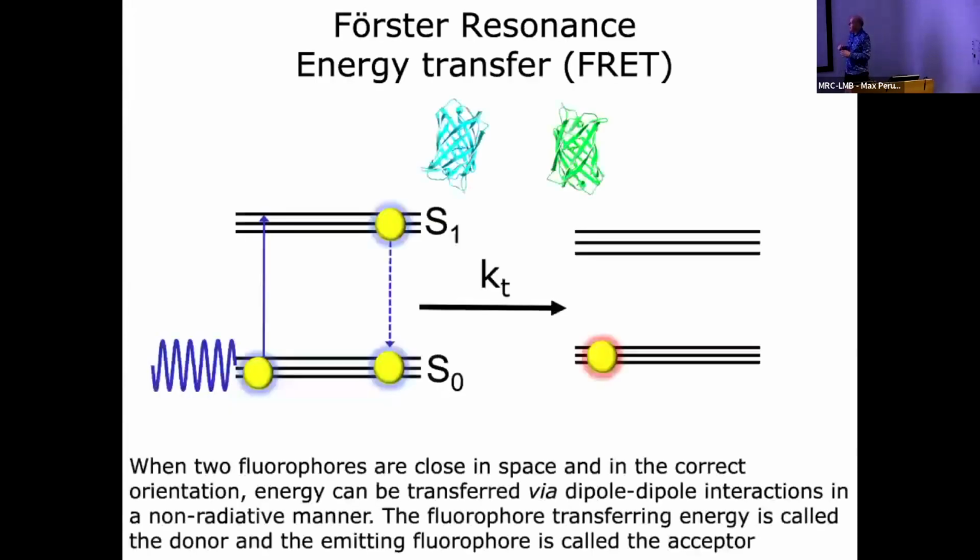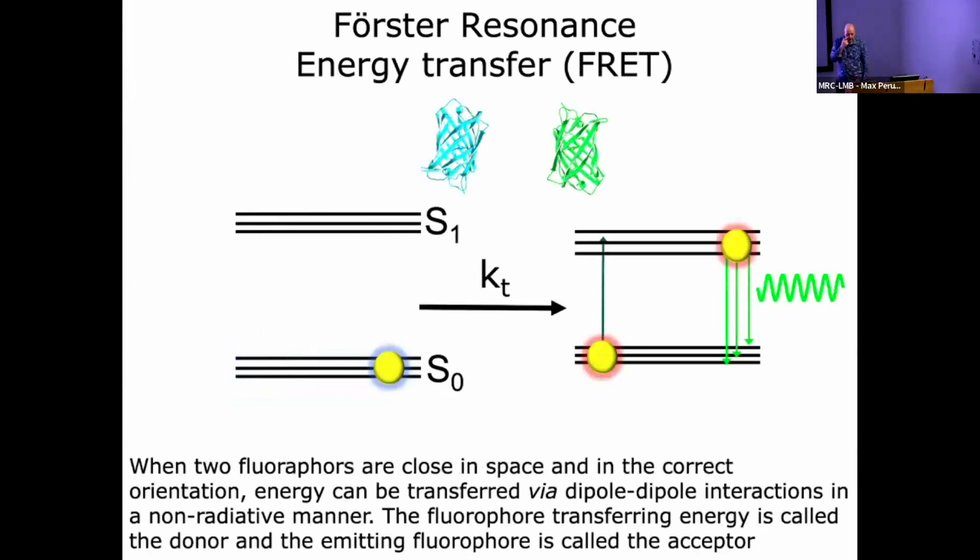Another way of looking at complexes is using FRET. In this case, we're not going to excite one protein, imagine a blue fluorescent protein, and it's not going to fluoresce. What it's going to do is transfer its energy to the GFP, and then the GFP is going to emit the light. And this is because there are dipole-dipole interactions between these two proteins.